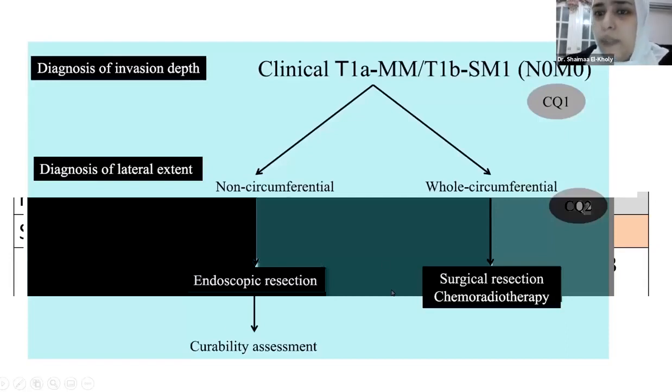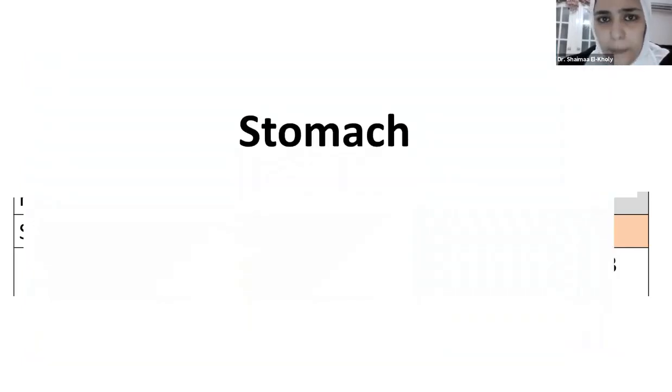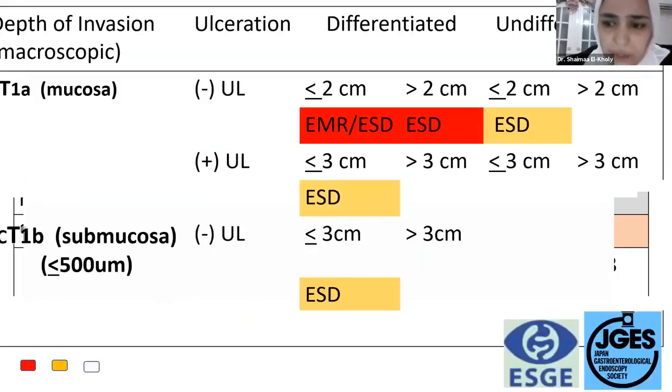For the esophagus here, this is adopted from the Japanese guidelines 2020, that they added the circumferential involvement of the tumor, whether it is circumferential or not, to decide if it is for endoscopic resection or surgery. And here's for the stomach. Here's the ESGE and the Japanese guidelines, both. They didn't depend only on the depth of invasion. They also added the presence of superficial ulceration, the size of the lesion, and whether it is differentiated or not.